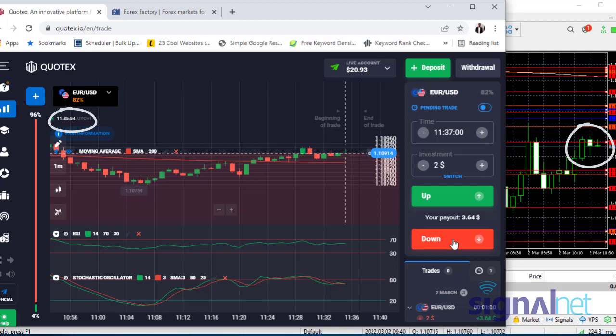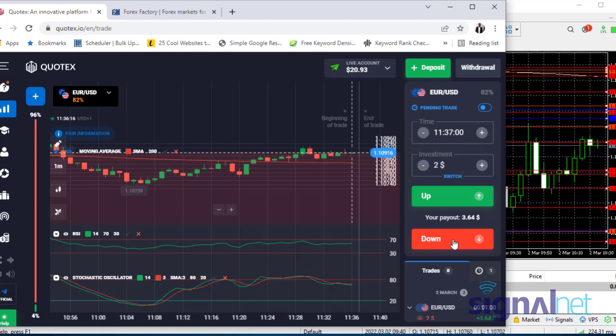Okay, so I didn't take it when it breached that level this time around because the trade would have not ended in the same minute. Because of that, I didn't take it. The trade would have had to end in the next 1 minute.